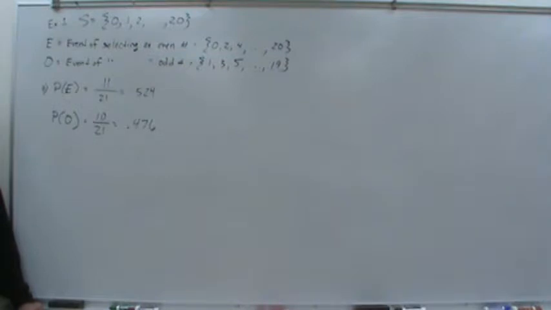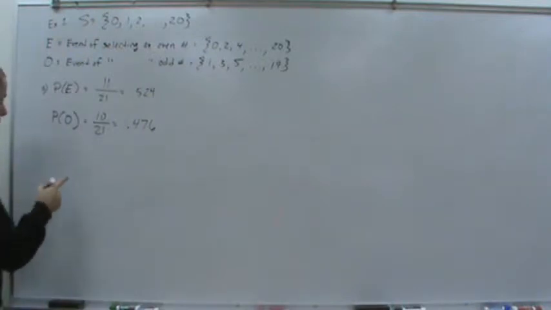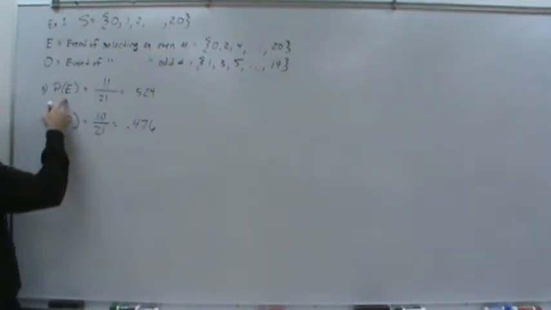Okay? But there's another way to get this. We can use the complement rule, right? Because remember, there's only a parity. For numbers, the parity of a number is even or odd, right? So there's only 2 of them. So I could get the same number by using the complement of E, right?